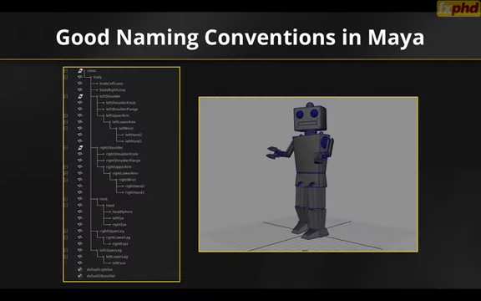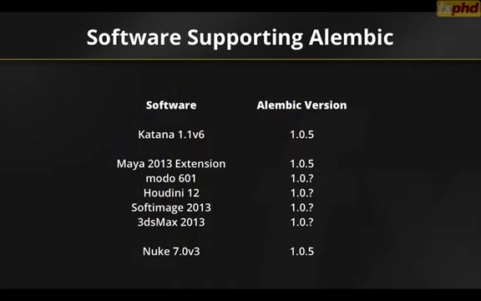Okay, so we've looked at what the Alembic file formats can support, but what software supports what version. So at the moment, you can see from here that Katana 1.1 v6, which is the latest version as of recording, supports the Alembic version 1.0.5, as does Maya 2013 extension, or 0.5. Modo, Houdini, Softimage, and 3ds Max, I haven't been able to find out whether they support the 0.5 release. I'm guessing Houdini probably does. Modo, I couldn't find out, and I'm not sure whether Softimage and 3ds Max are at extension release or whether they're just at the default 2013.